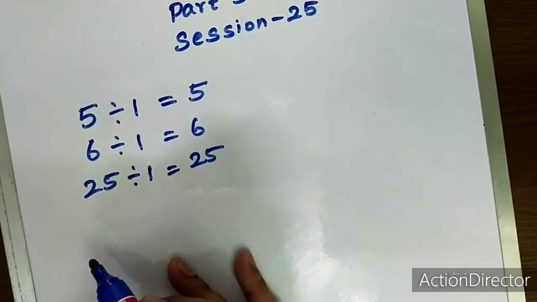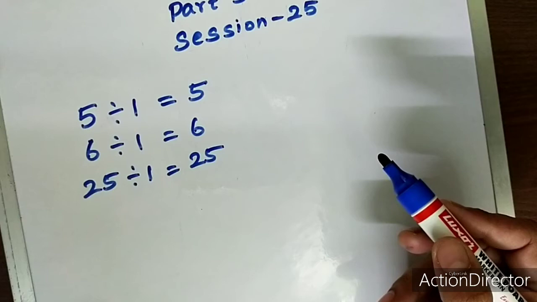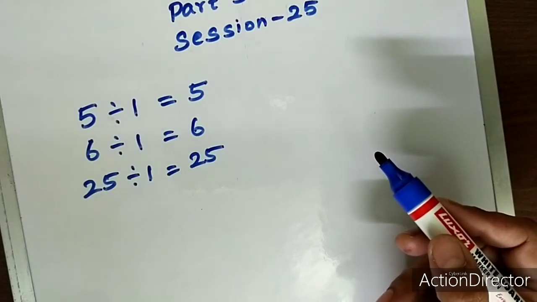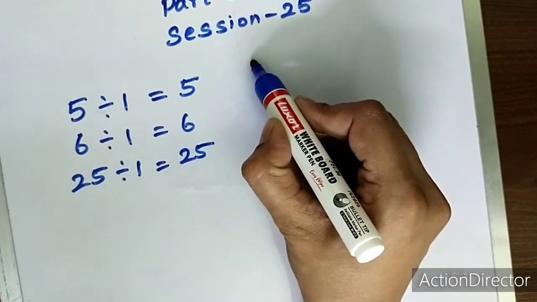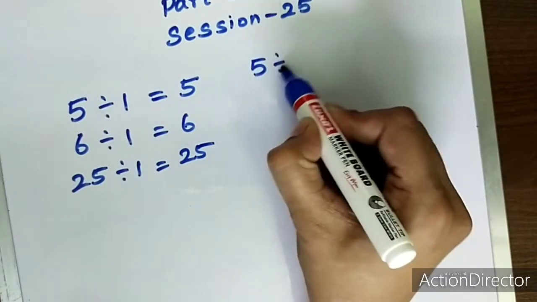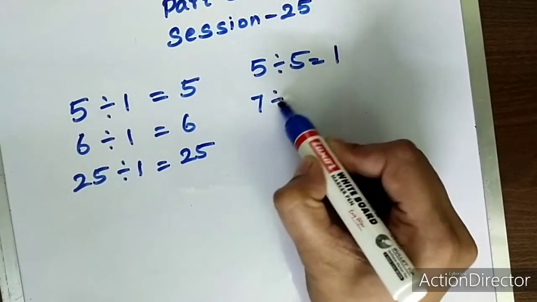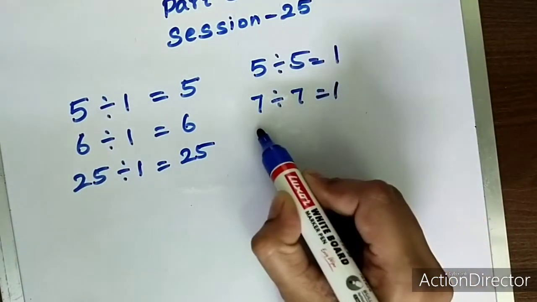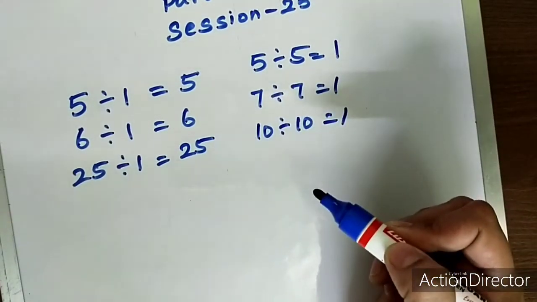And what is the second property? When a number is divided by itself. When you divide a number by the same number, the quotient will be 1. That is, 5 divided by 5 will be 1. 7 divided by 7 will be 1. 10 divided by 10 will be 1. This is the second property.